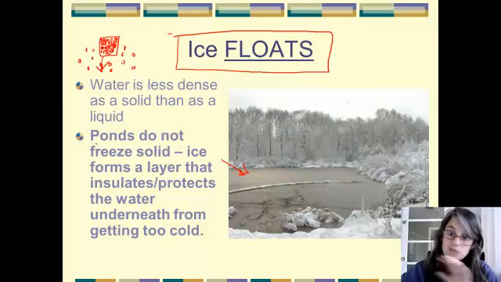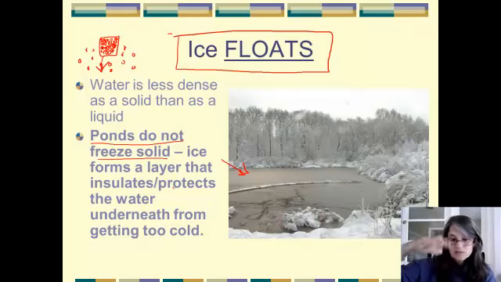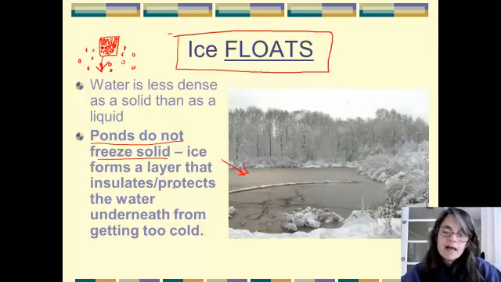So what this means for living things is very important. Ponds don't freeze solid. The ice does not freeze and sink down to the bottom, because if it did, you'd end up with just a stack of a solid block of ice in your pond. What does happen is that the ice freezes on the top and creates a kind of insulating layer.